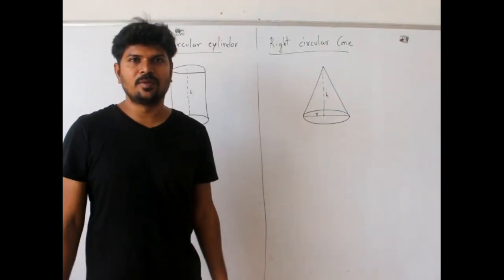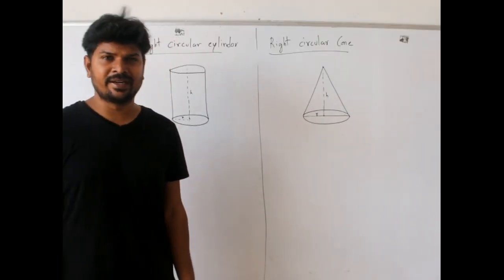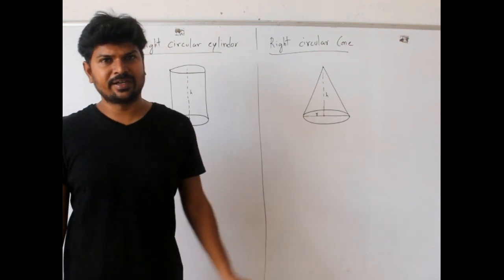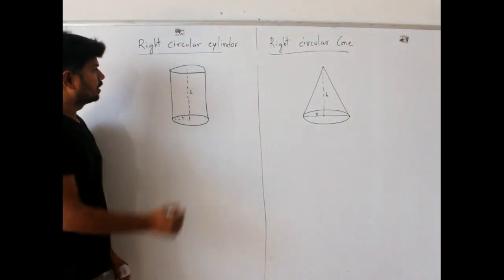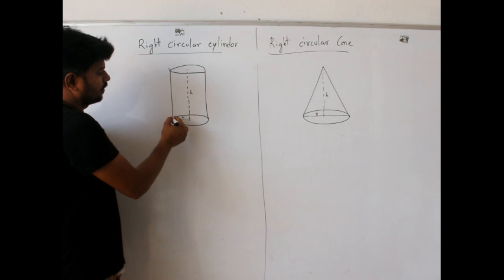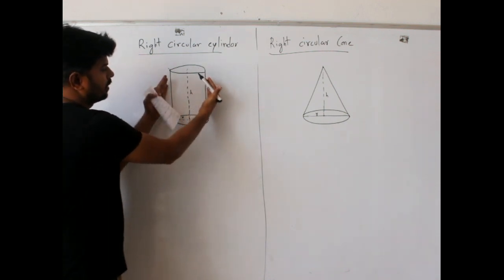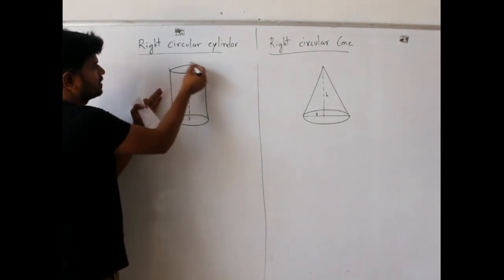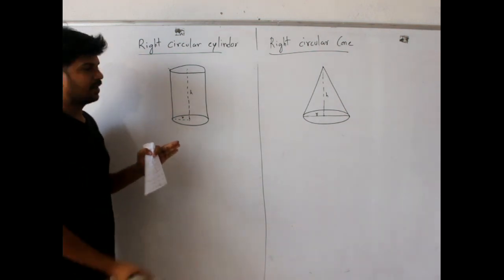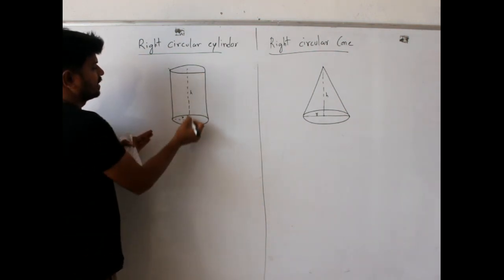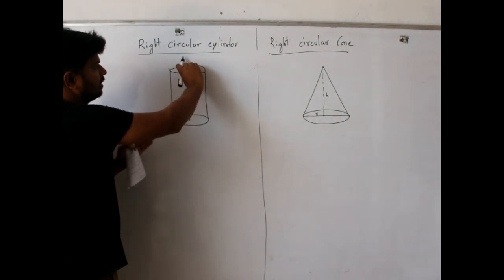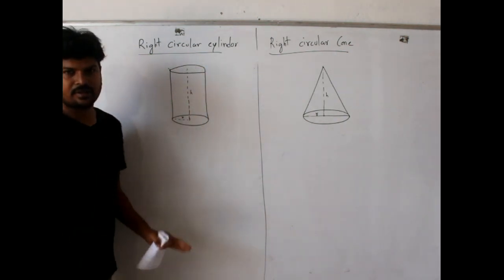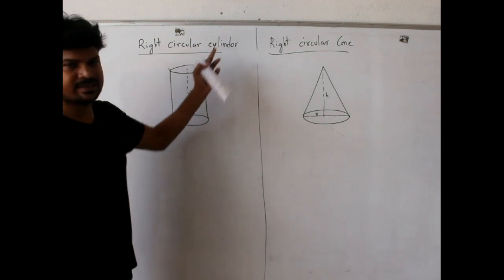Next we will find the volume and surface area for the right cylinder and right cone. What is a right cylinder? It has an equal curved surface, like this is the boundary, and the top and bottom have circles here, where the center of this circle is aligned with the center of the other circle, and this is nothing but the height between this circle and this circle. This is called a right circular cylinder.